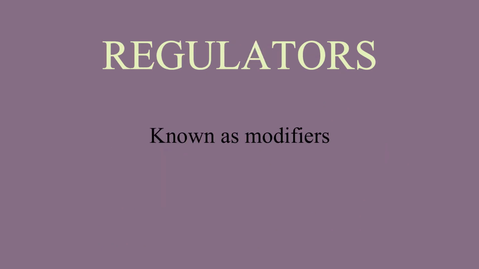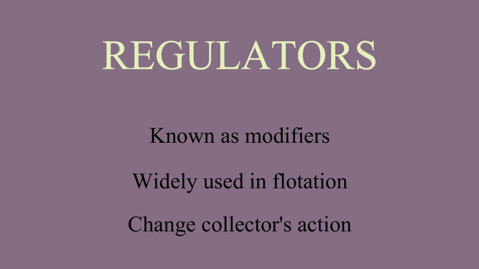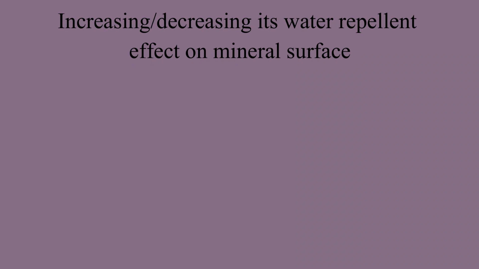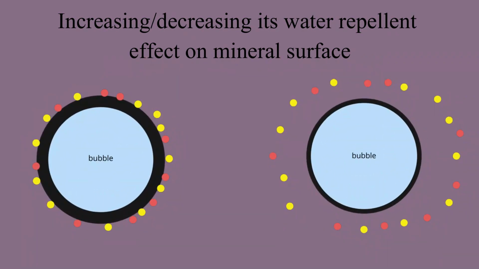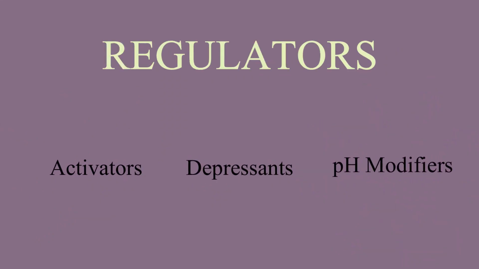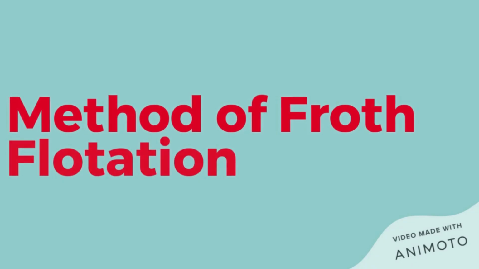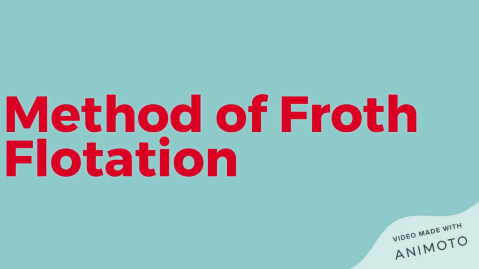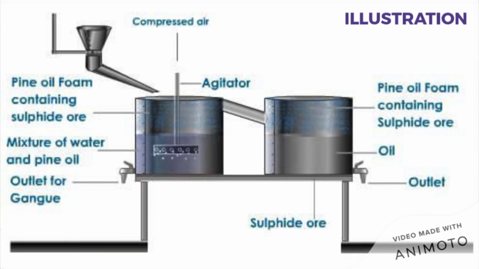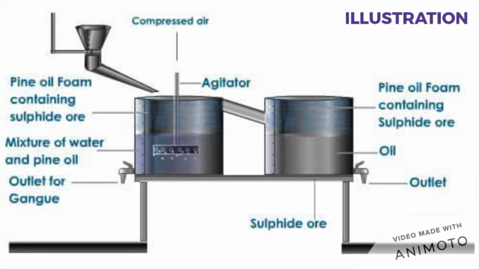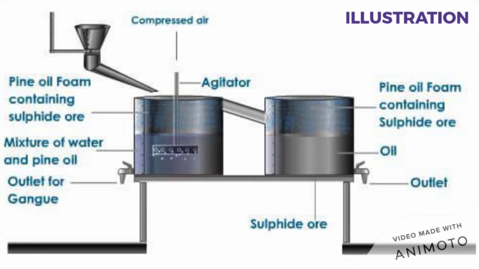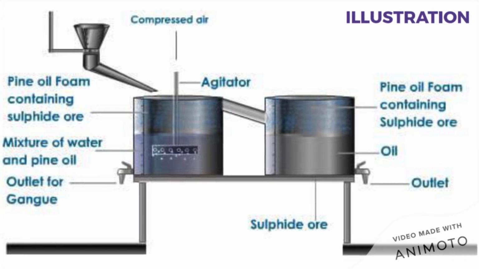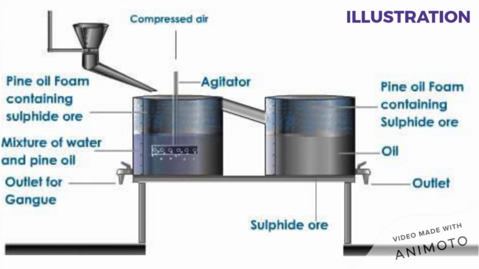Regulators, often known as modifiers, are widely used in flotation to change the collector's action by increasing or decreasing the collector's water repellent effect on the mineral surface. Activators, depressants, and pH modifiers are all types of regulators. Method of froth flotation. This diagram illustrates the components involved in the froth flotation process, which include tank, agitator, sulfide ore, water, pine oil, and compressed air.